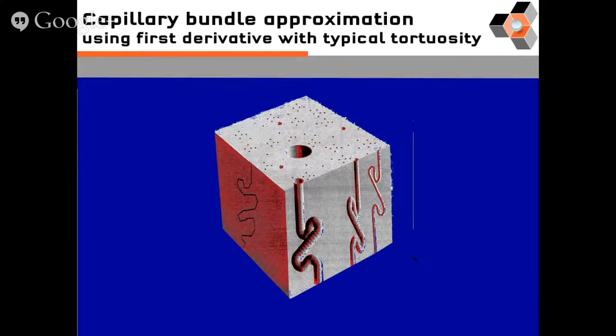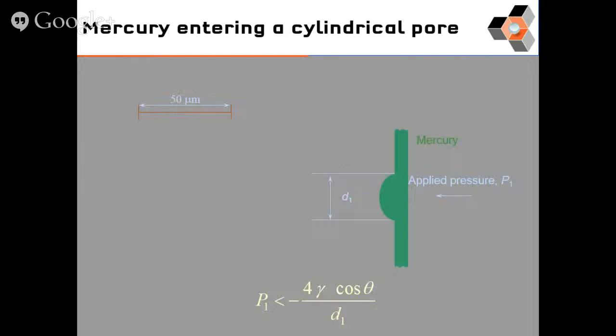Okay, so let's just have a quick resume of what's going on in mercury intrusion. If we look at the next slide here, the mercury is shown in green. At the bottom there is the Laplace equation, so we're saying that applied pressure P1 is less than what's required by the Laplace equation, so it's less than minus 4 gamma cos theta over d1. The minus there is because cos theta itself is negative, so all of that comes out to a positive number.